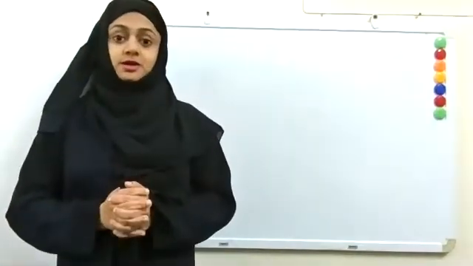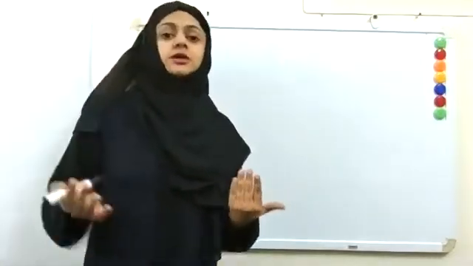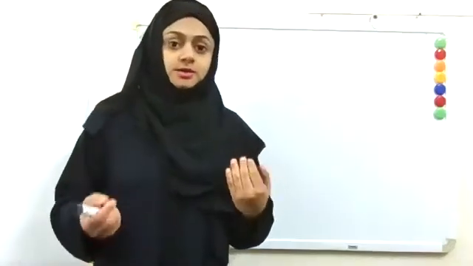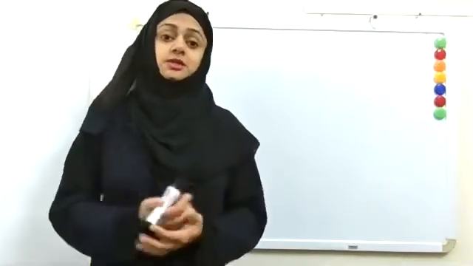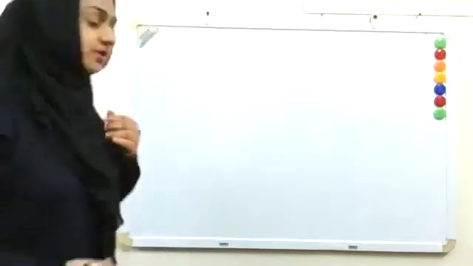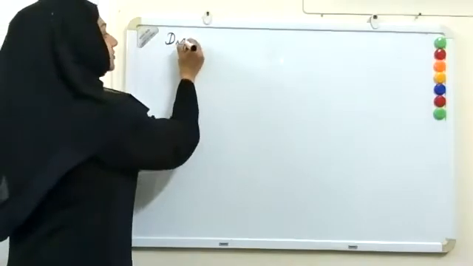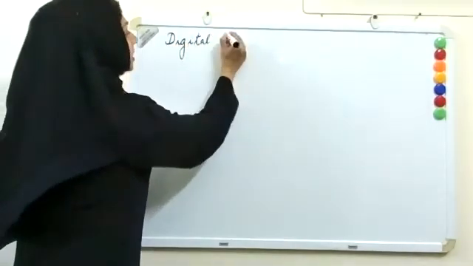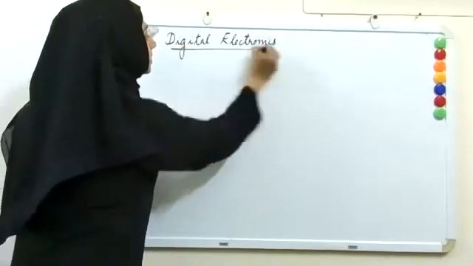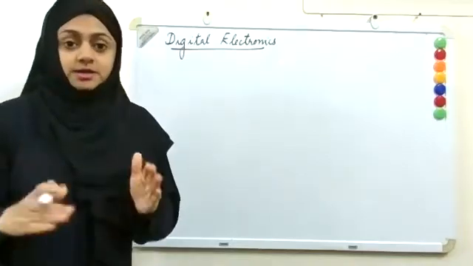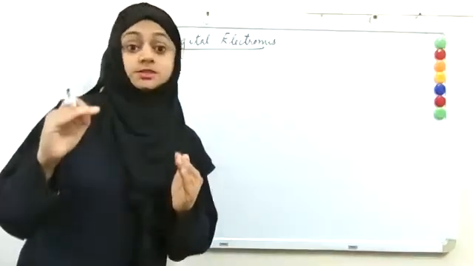So today we will start digital electronics. So far, whatever circuits we have learned were dealing with analog signals. Now today we will go to digital electronics where digital signals are used. Do you know the difference between analog and digital? Analog means continuously varying. Digital means it has only certain discrete values.